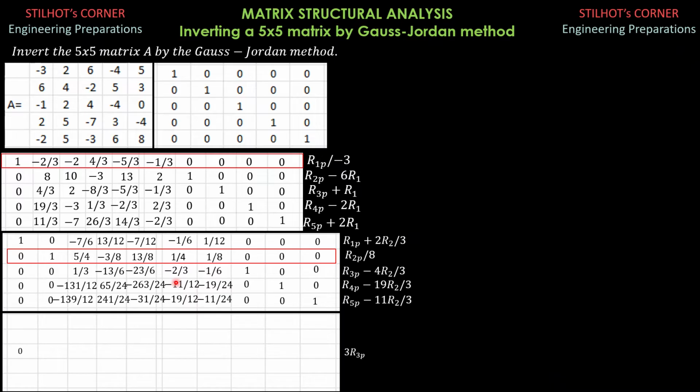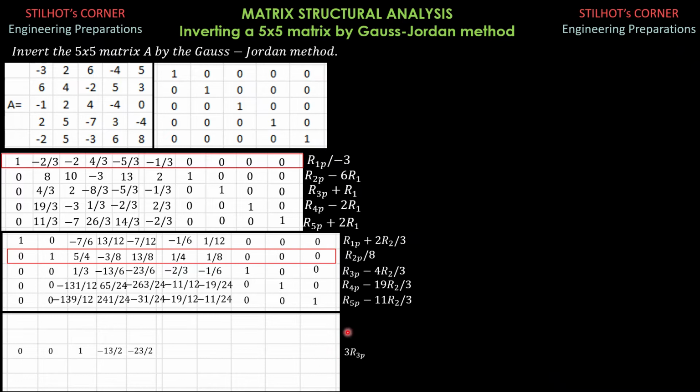Negative 2/3 times 3, negative 2. Negative 1/6 times 3, negative 1/2. Then 3 times 1, 3. 3 times 0, 0. Then for row 1, because we want this to be 0, 0 here, so it should be row 1 previous plus 7 over 6 of row 3.